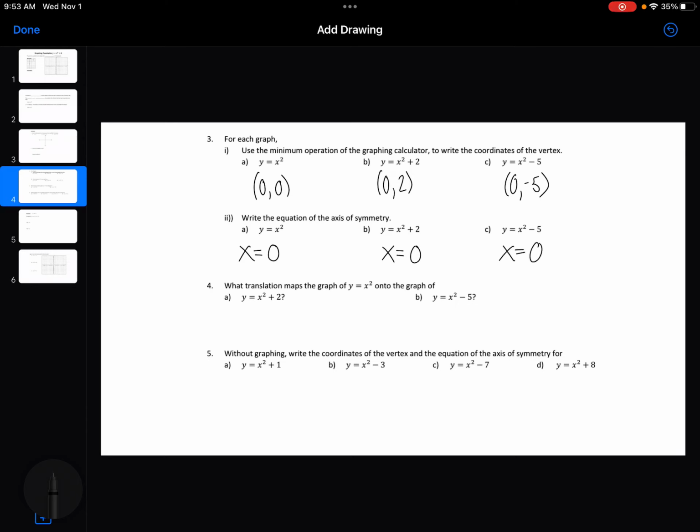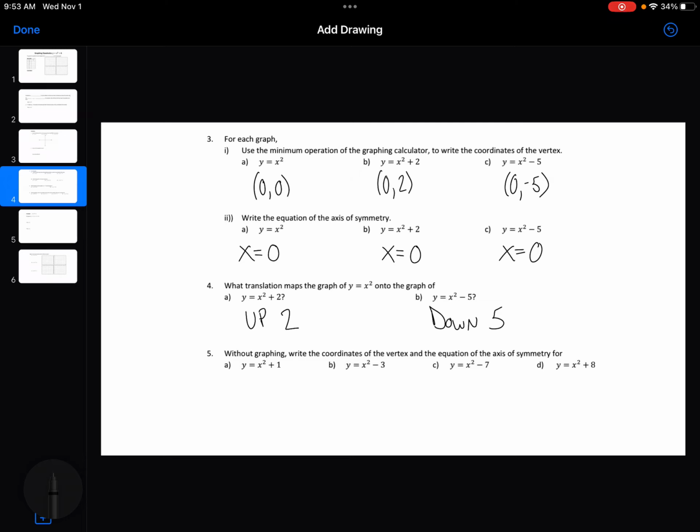So what translation maps this onto the graph? Well, really, the x squared plus 2 has just moved up 2, or x squared minus 5 has moved down 5. We're talking about the y equals x squared graph. What did we do to it? We moved the first one up 2. We moved the second one down 5.